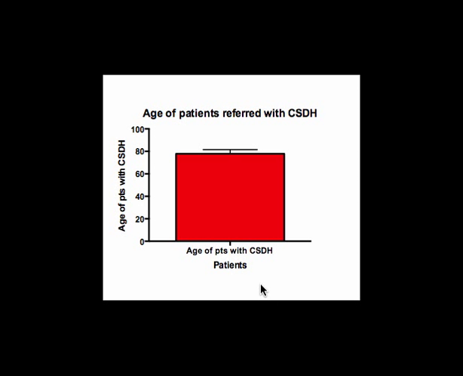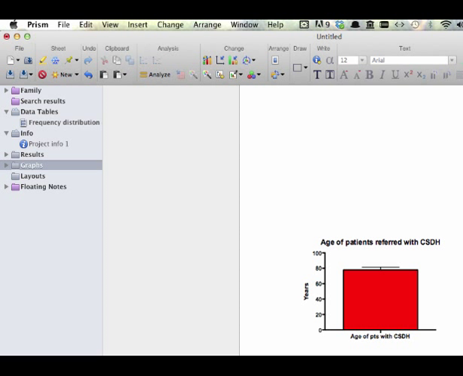Let's do a bit more tidying up. I think ages of patients with chronic subdural hematoma on the x-axis is fine. We can take this one, and here we will just put years. Let's tidy it up. So you see how easy you can adjust your graph. Now you have the graph.